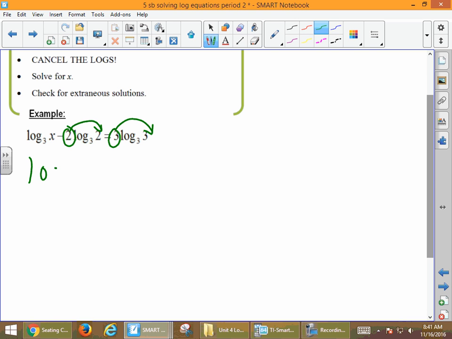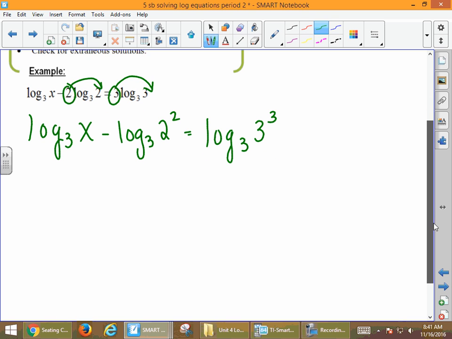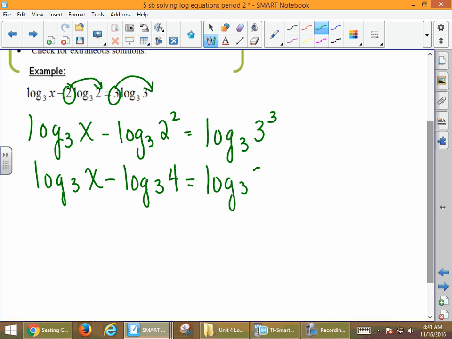So as I rewrite this, it's log base 3 of x minus log base 3 of 2 squared equals log base 3 of 3 cubed. And some of you won't even write down 2 squared. You'll go directly to 2 squared is 4 and 3 cubed is 27, and I'm fine with that. I don't want to skip a step on this problem, so I'll do that in our next step. We get log base 3 of 4 equals log base 3 of 27.